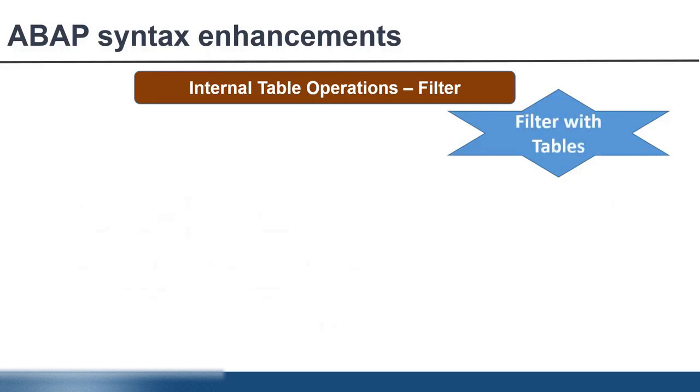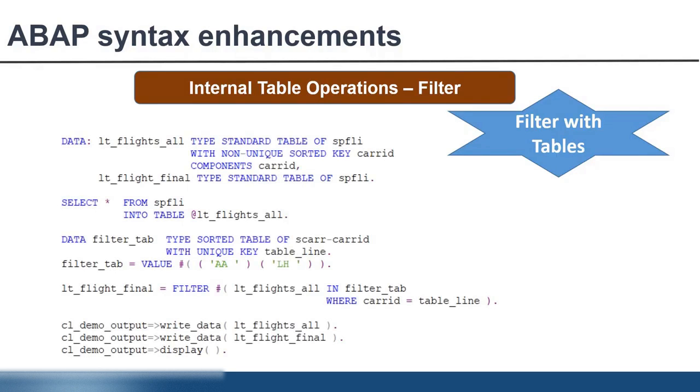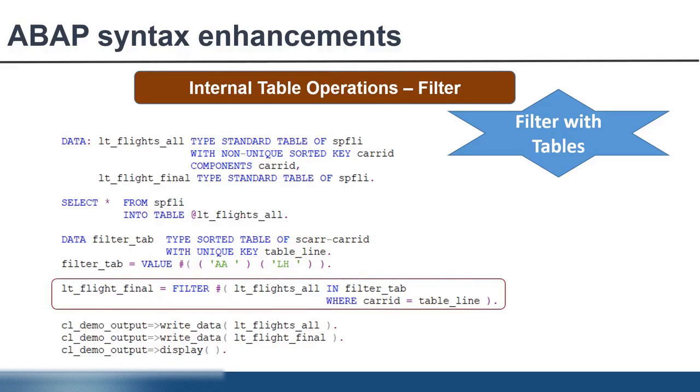The second scenario of filter: filter with tables. Filter with tables requires two internal tables. Consider the example given on the screen. The first internal table is the main one, which will contain the actual data on which filtering is applied. The other internal table will contain the filter values used for filtering. Inside the filter statement, you provide the filter internal table based on which the values are filtered and passed to the final internal table.